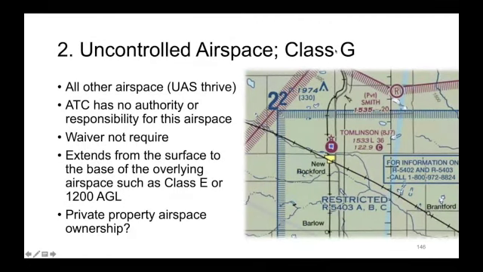Class G, we love flying in Class G airspace. It's all other airspace, we thrive in it. Air traffic control really has no authority and responsibility for this airspace. You don't need a waiver to fly. It extends from the surface usually up to 1,200 feet AGL. And if you don't see the magenta, Class E usually starts around 1,200 feet AGL. If it's within the fuzzy magenta, we know it starts at 700 feet and goes up. And then private property airspace ownership.